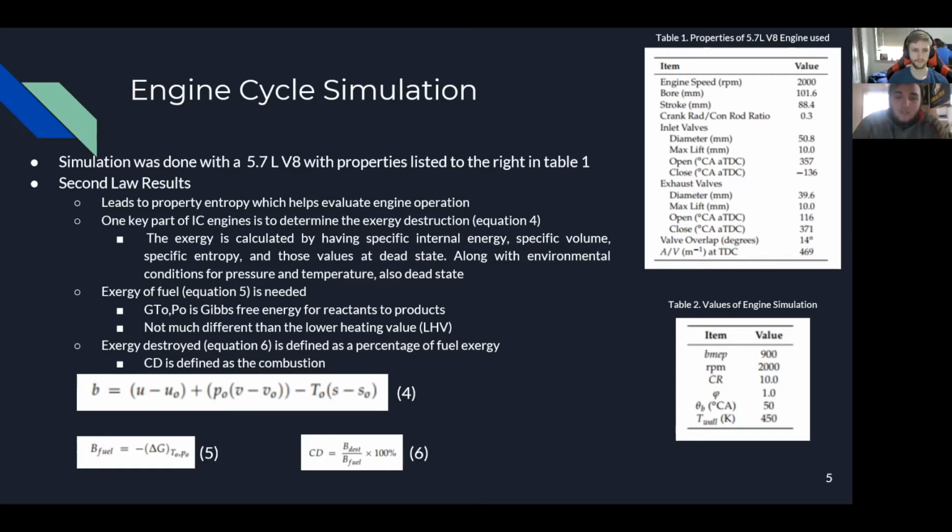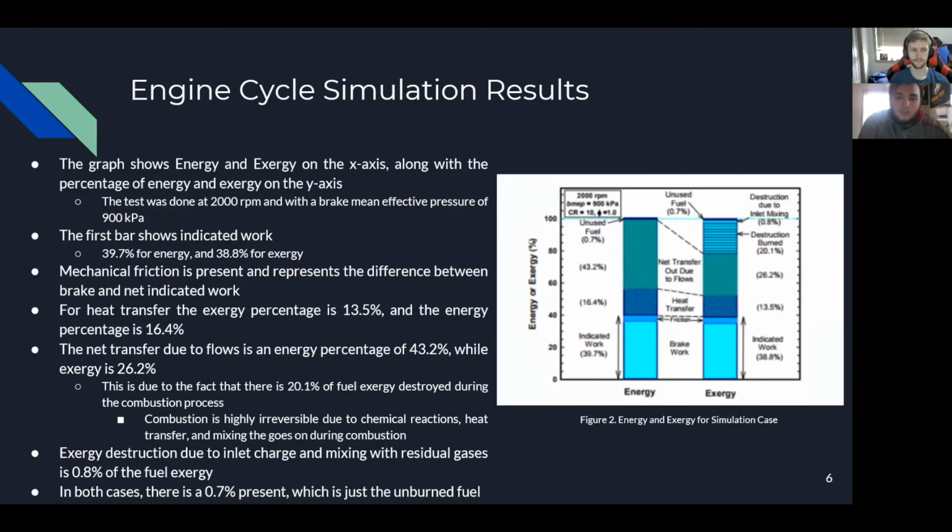The exergy of the fuel is found using equation 5, which uses Gibbs free energy, and the exergy destroyed is equation 6, which is finding a percentage of fuel exergy. The results are shown in figure 2. I'm not going to spend too much time reading off the numbers for you, but they can be seen easily in the figure. It's just important to note that exergy during the combustion process is highly irreversible.